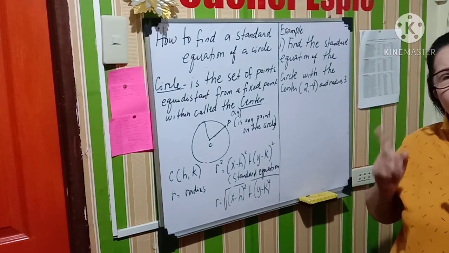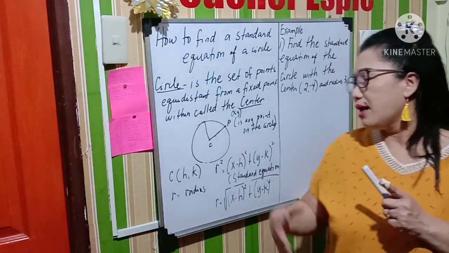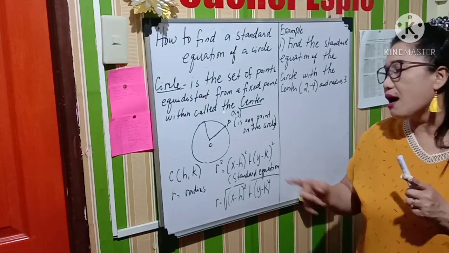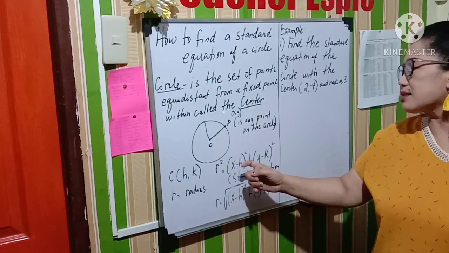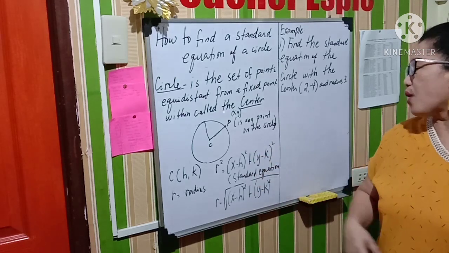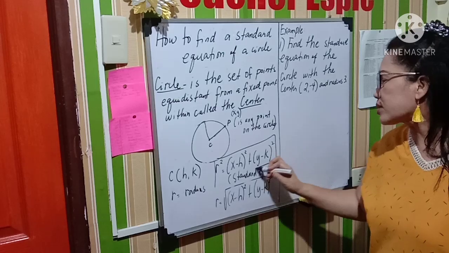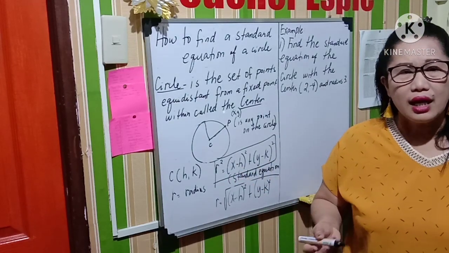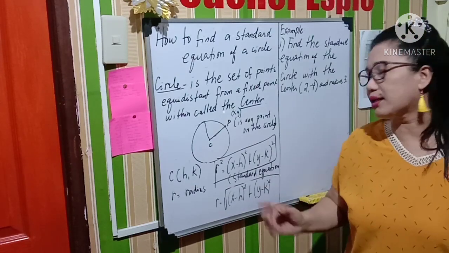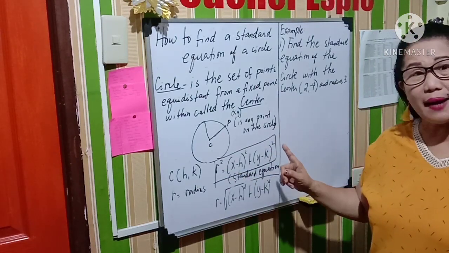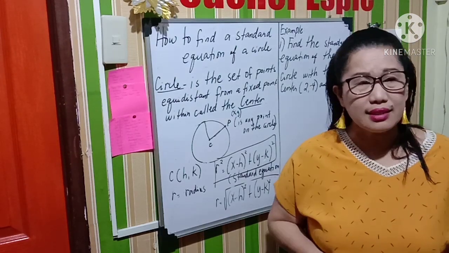And then, if you are going to get the standard equation of a circle, the standard equation of a circle is R squared is equal to (X minus H) squared plus (Y minus K) squared. It means to say, this will be your standard equation of a circle. If somebody will ask you to write the standard equation of a circle, ito po yung magiging form niya. And in order to get the radius, we will be using the distance formula.